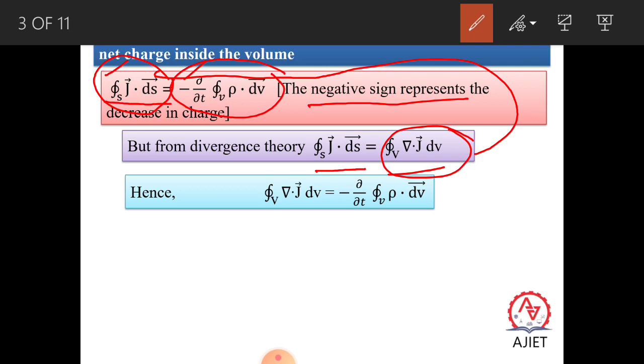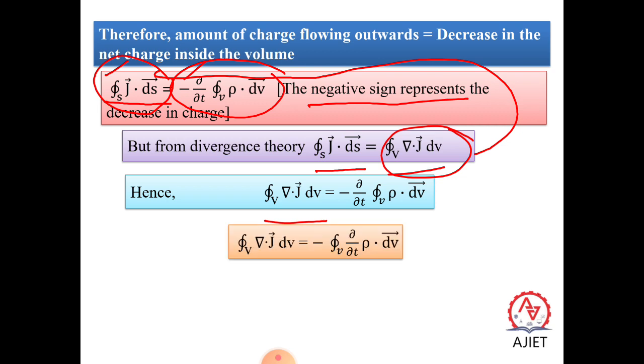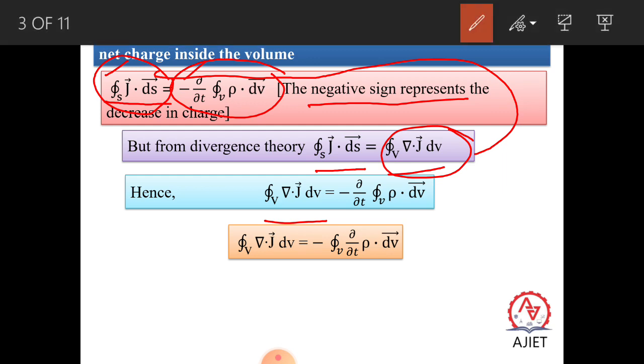Hence we get the equation: closed volume integral of del dot J dV is equal to minus ∂/∂t of the closed volume integral of rho dV. We write it this way because both sides should be in terms of volume for the continuation. Next, we take this ∂/∂t inside the integral, so it is minus the closed volume integral of ∂rho/∂t dV.